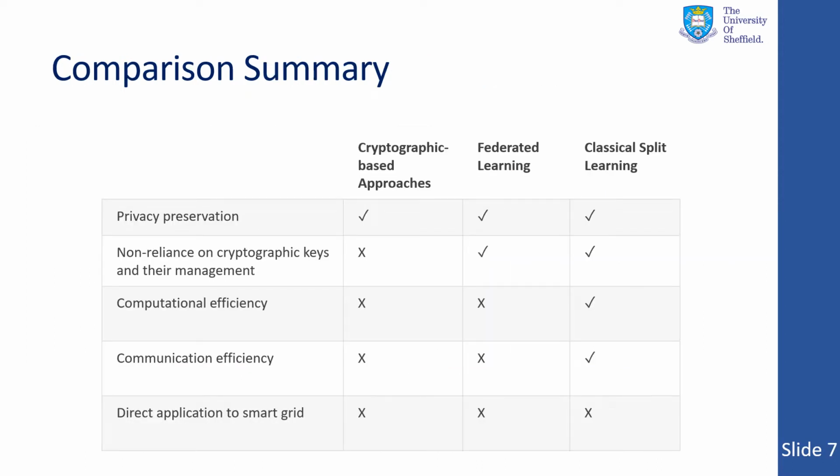Here is a comparison summary between the three types of privacy-preserving machine learning techniques in terms of privacy preservation, non-reliance on cryptographic keys and their management, the computational and communication efficiency, and the ability to be directly applied to smart grids. As you can see, none of these approaches can be directly applied to smart grids, and that's why we have introduced our work.